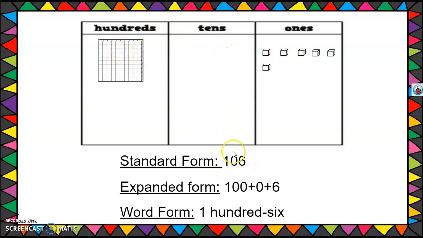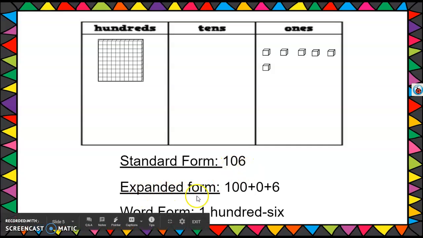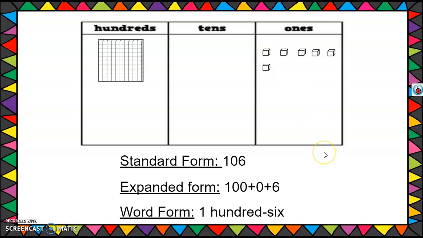Standard form is written like this, 106. Expanded form, you pull it apart, 100 plus 0 plus 6. Word form, you have to write the number out. And this is base 10. So we are now learning 4 different ways to write a number.